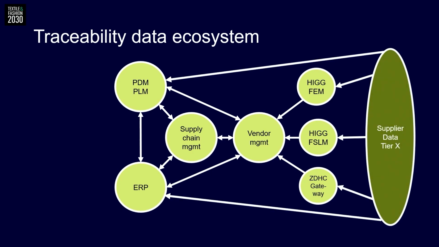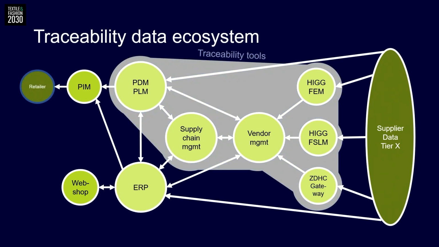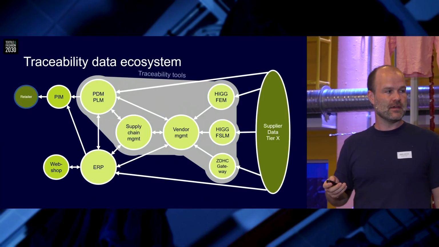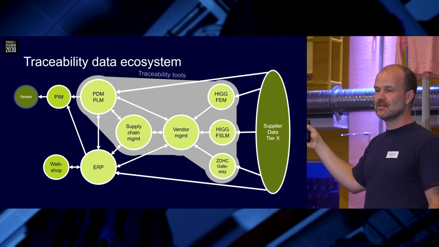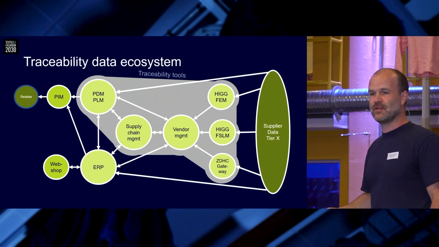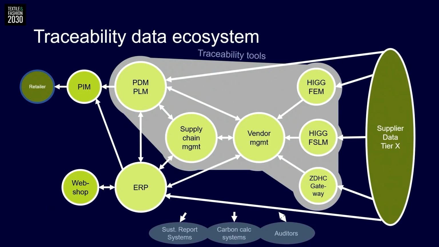Behind that is supplier data from any tier in the supply chain. And then facing the consumer are product information management systems, PIM systems, and web shops. And then you have the retailer there. The traceability tools usually deal with what you see here in the middle of this ecosystem. Some go further back, some don't include everything. And down there you have, of course, the different applications of this data.